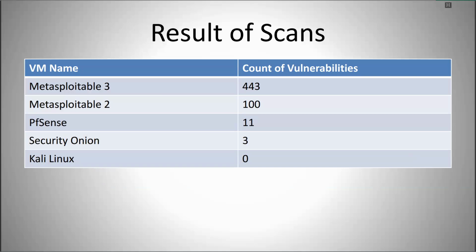And result of scans, Metasploitable 3 is 443, Metasploitable 2 is 100, pfSense is 11, and Security Onion is 3, Kali Linux is 0.